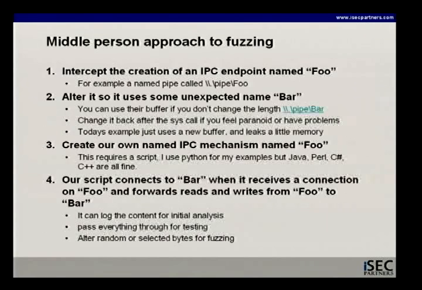So, middle person fuzzing. We might want to use a similar technique to actually fuzz this named pipe. So say we had an application, a server, that was going to create a named pipe named foo. And what we could do is use WinDbg or some other mechanism to intercept that call and change it to bar. Then we could launch our own named pipe named foo. And when clients wanted to connect to the server, they'd connect up to foo, and we'd forward the data to bar. So I'm going to illustrate that a lot more later.